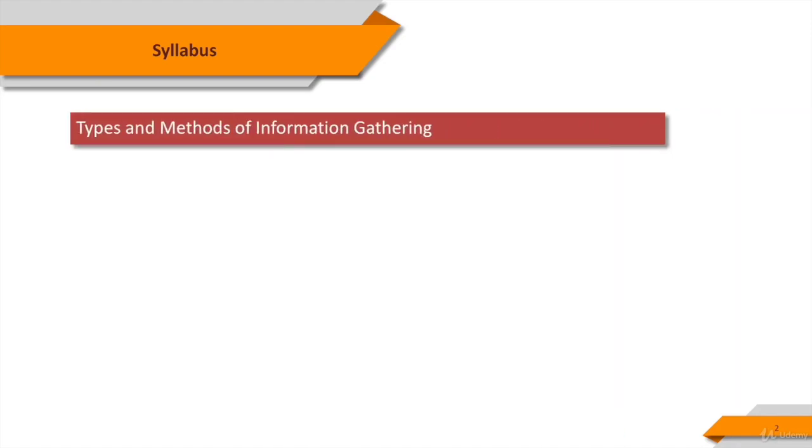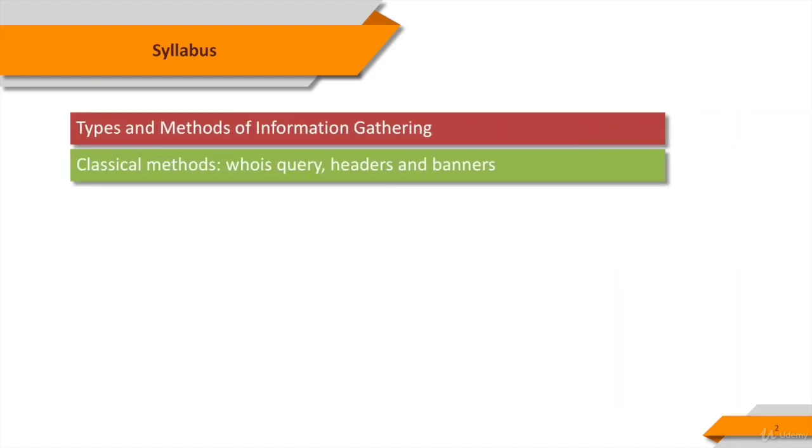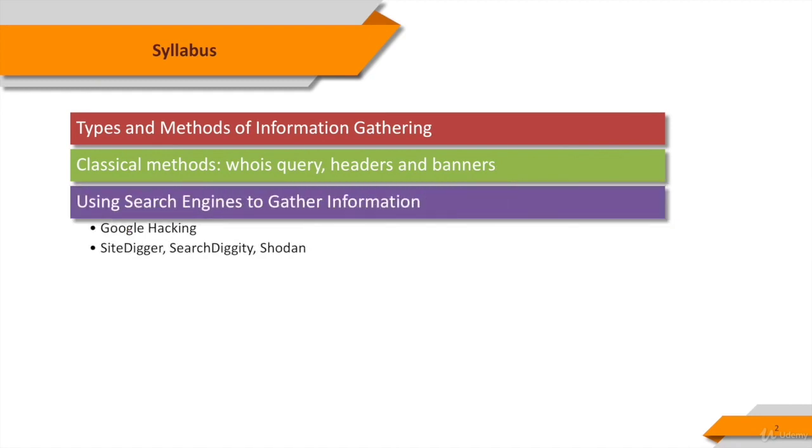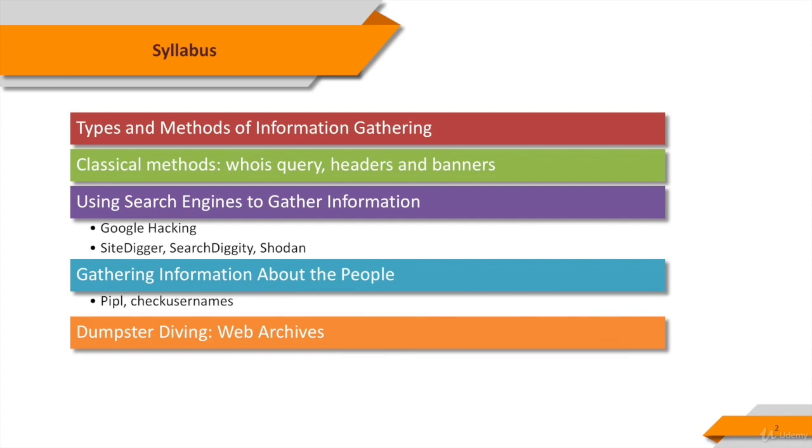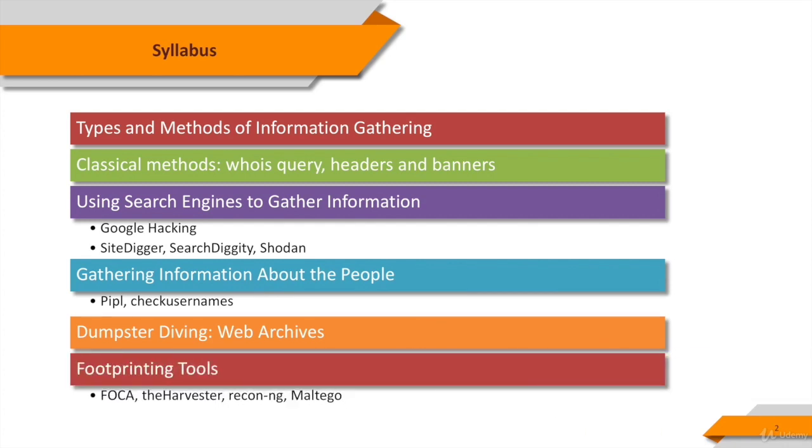In this lecture, you'll learn the types and methods of information gathering, the classic information gathering methods such as whois and banners, how to use search engines to gather information, how to gather information about the people who are related to a target company, how to find more from the archives, and the tools to help you collect valuable information about the target company.